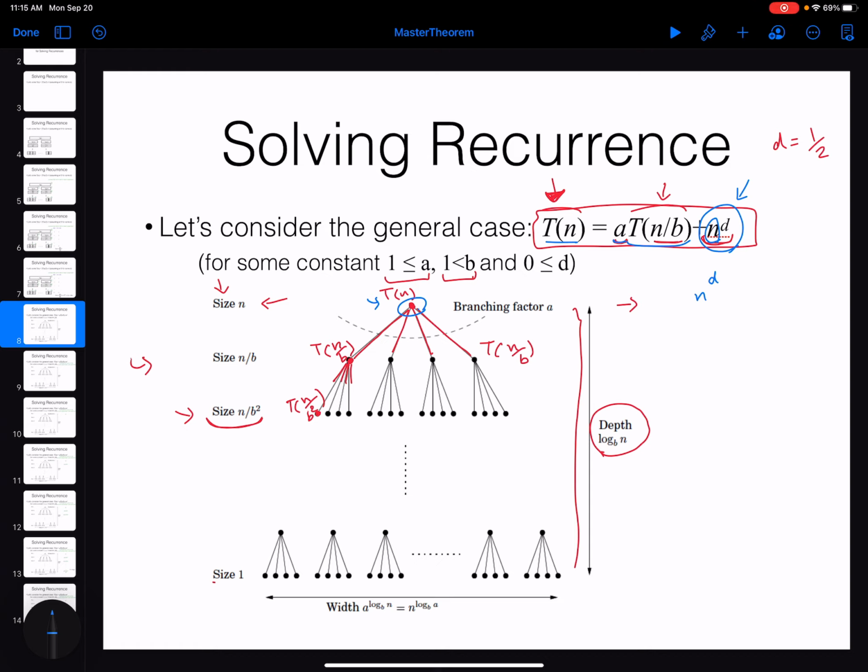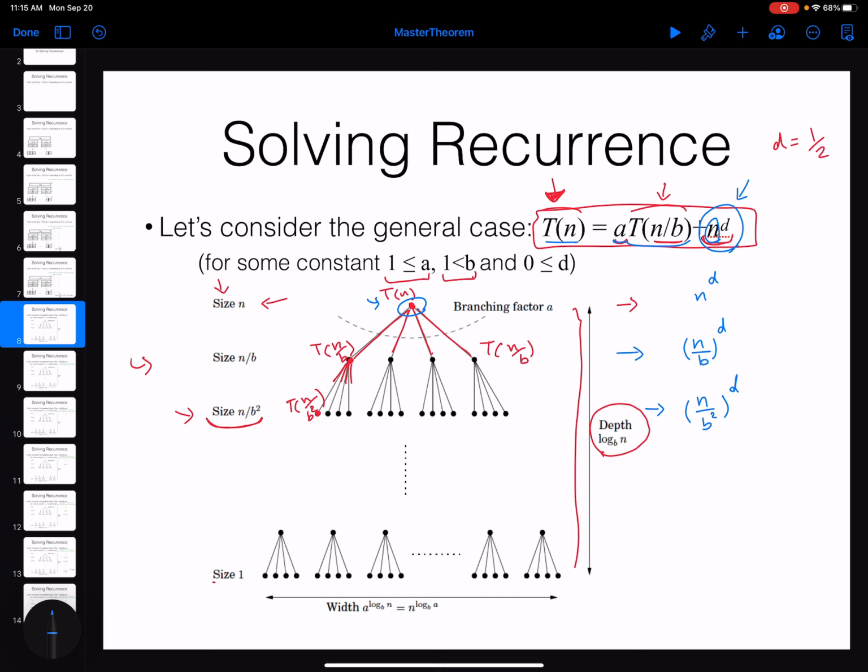What is going to be the cost for the second level? The size of the problem is n divided by b. The formula was n to the d, so whatever is the size to the power of d. How about the next level? Again, the size is n divided by b to the power of 2, and you need to actually take all of it to the power of d.